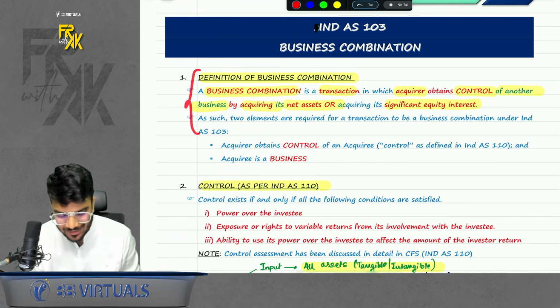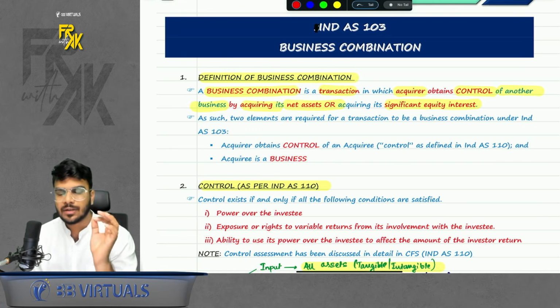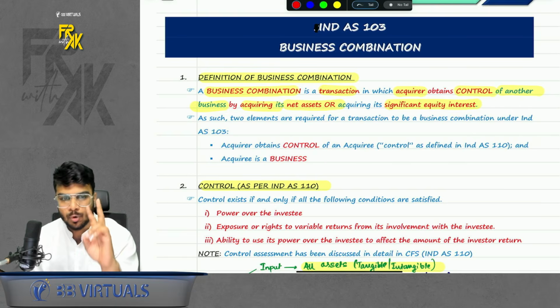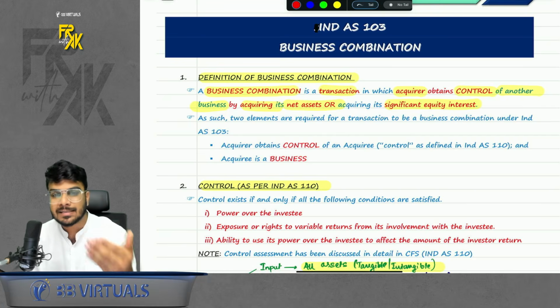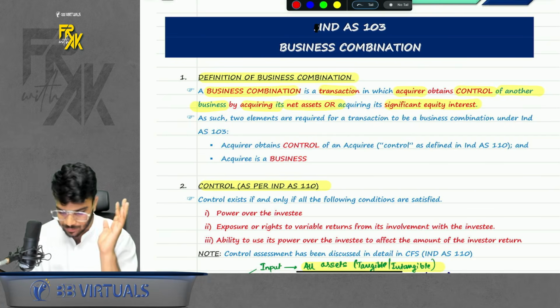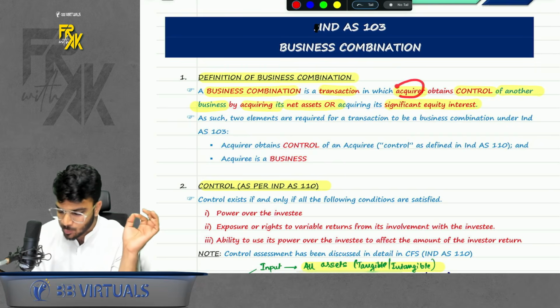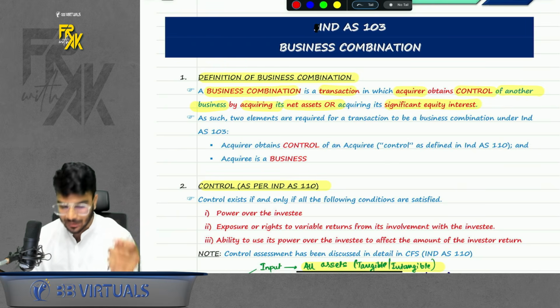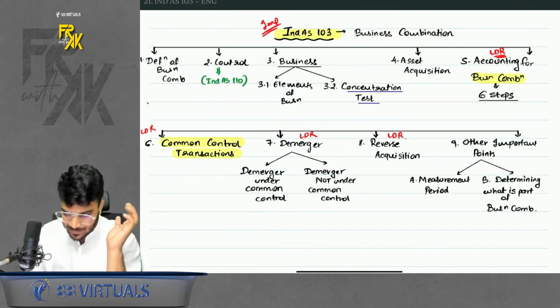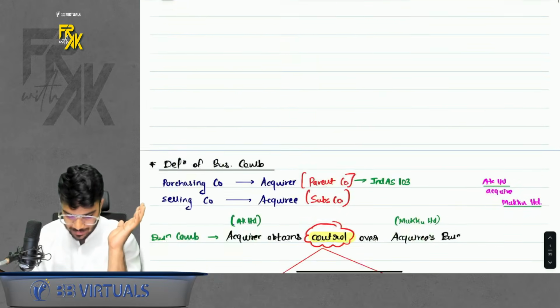First of all, the point was the definition of business combination. When will we call any transaction a business combination? There are two parties involved. One is the acquirer, that is the purchasing company. Second is the acquiree, that is the selling company. The purchasing company becomes the parent company, and the selling company becomes the subsidiary company. In a business combination, one acquirer obtains control over another company's business. So if any company is obtaining control over another company's business, that is known as business combination.